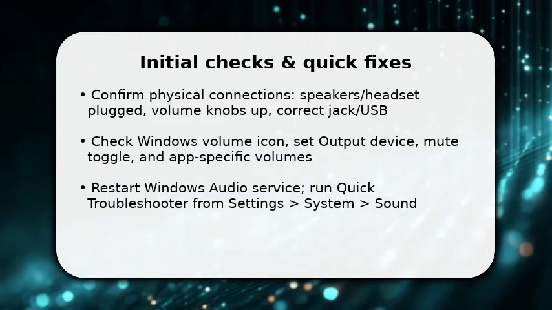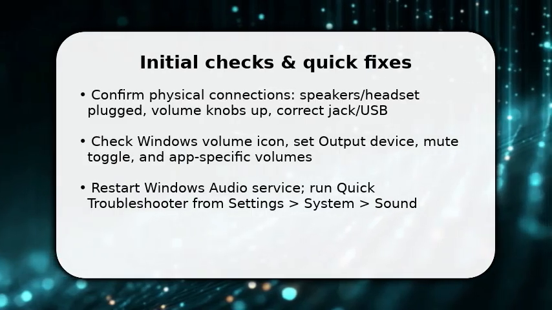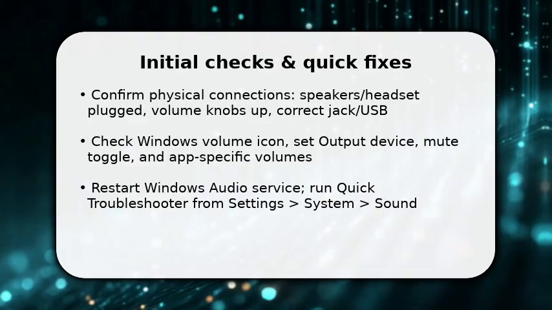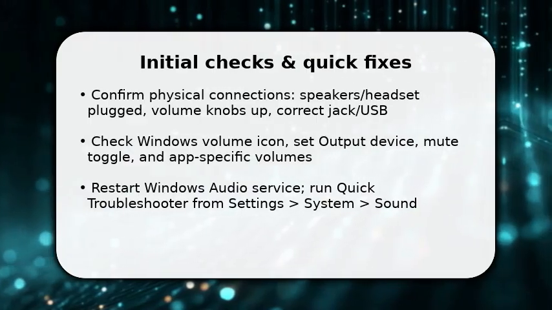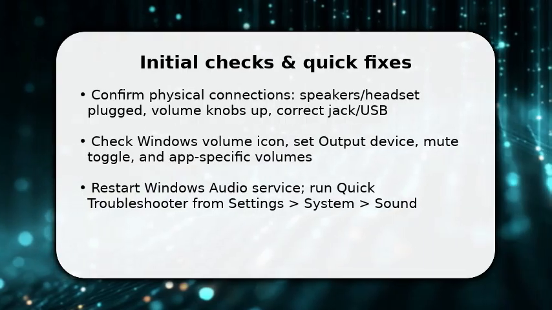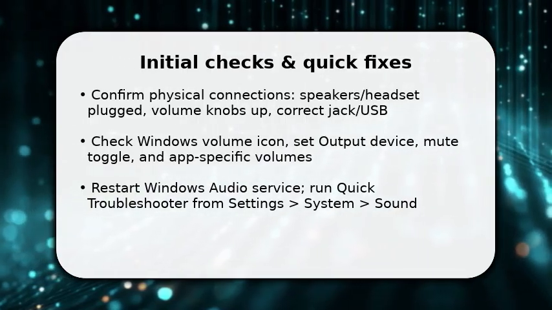You start by confirming essentials. Plug the headset or speakers into the correct jack or USB port and make sure any hardware volume controls are up. Once done, click the taskbar volume icon and confirm the selected output device and app volumes. Muted apps are common culprits.